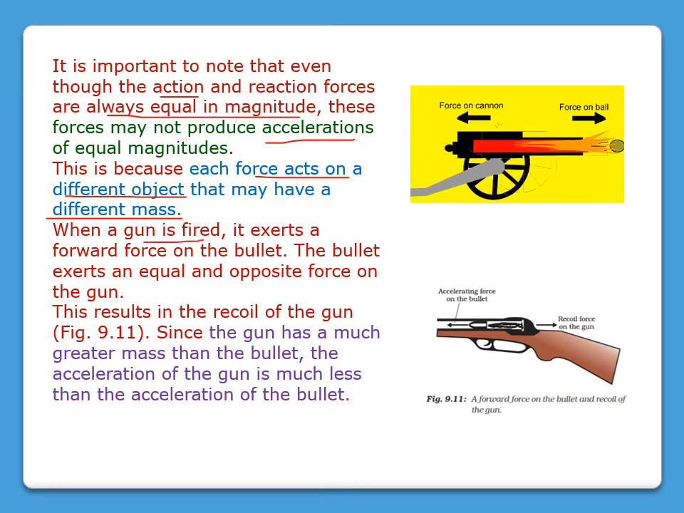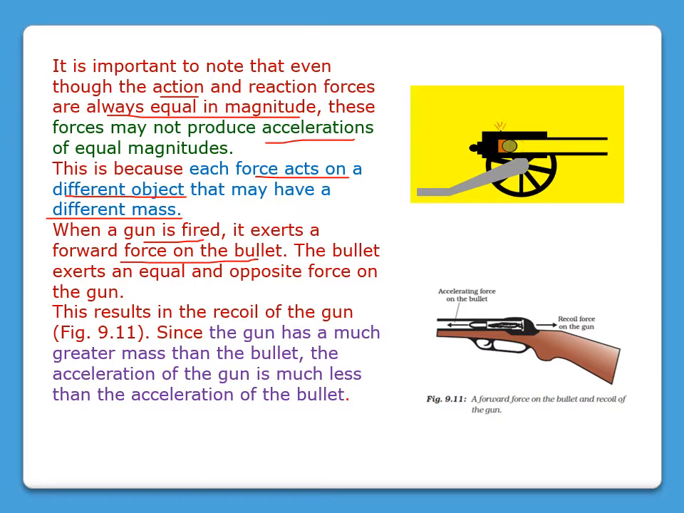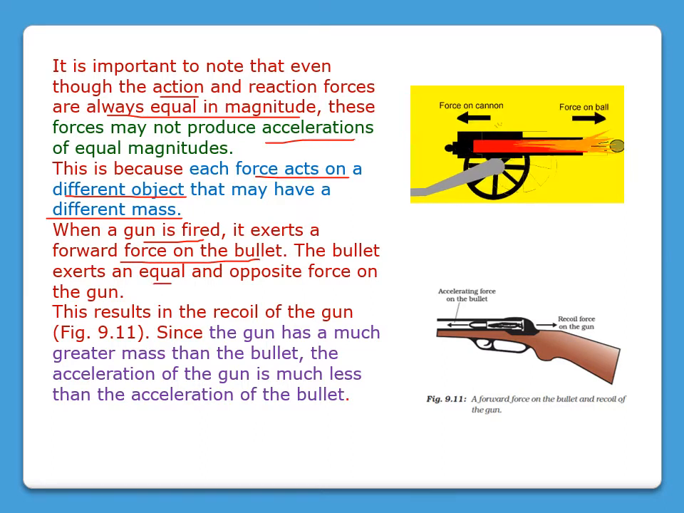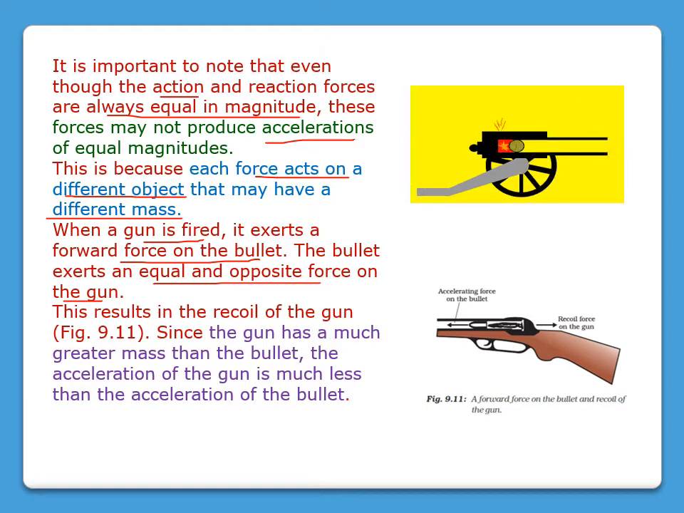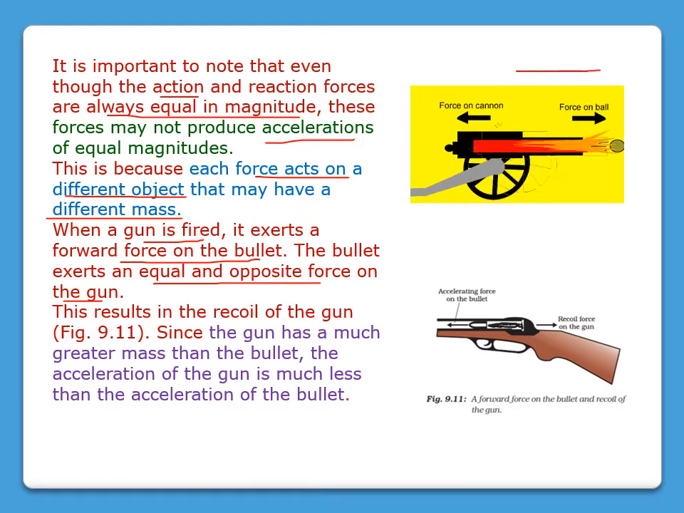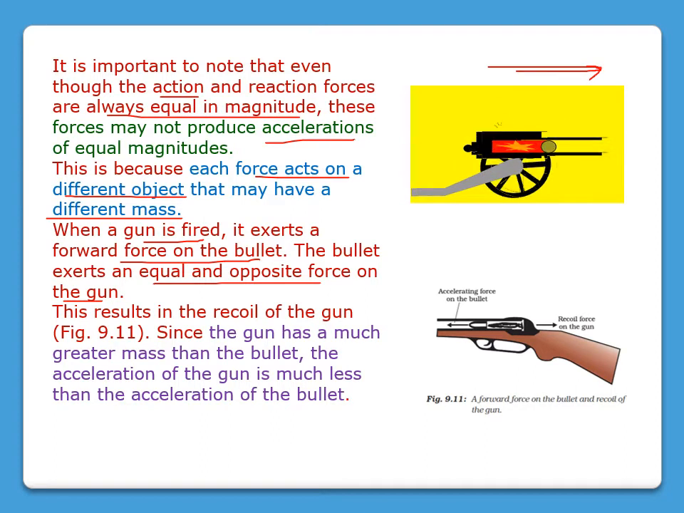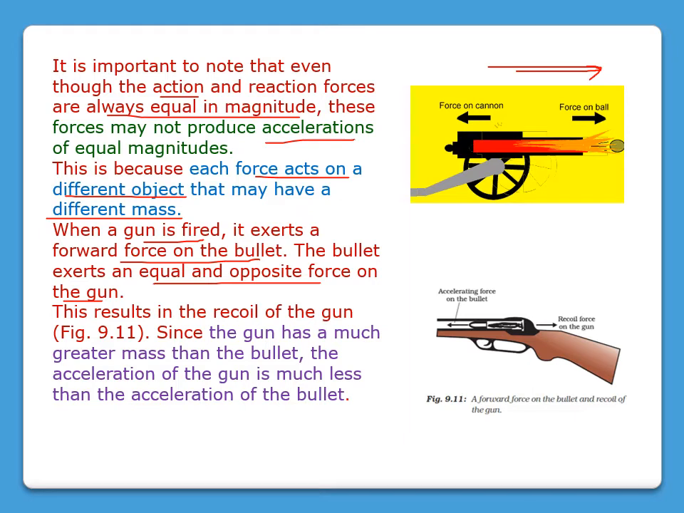When a gun is fired, it exerts a forward force on the bullet. Fine. The bullet exerts an equal and opposite force on the gun. See here, if a bullet is fired, the bullet is feeling a force in this direction. But at the same time, the bullet is also applying a force on the gun in this direction. Okay. These forces are equal in magnitude, but they are opposite in direction.